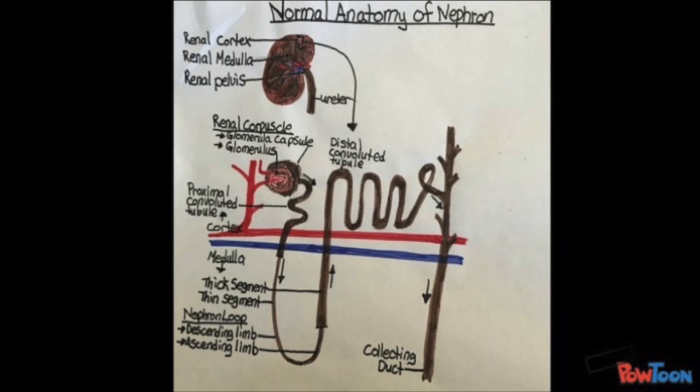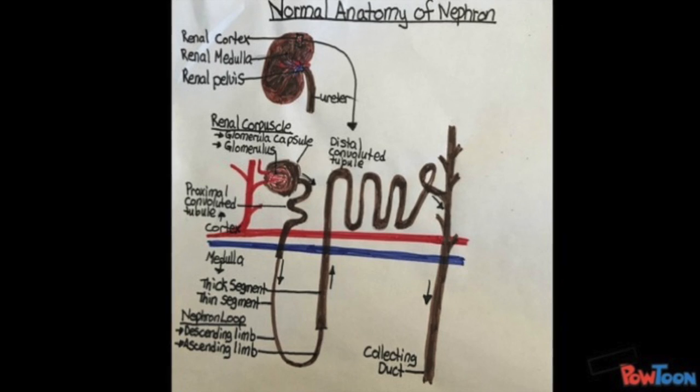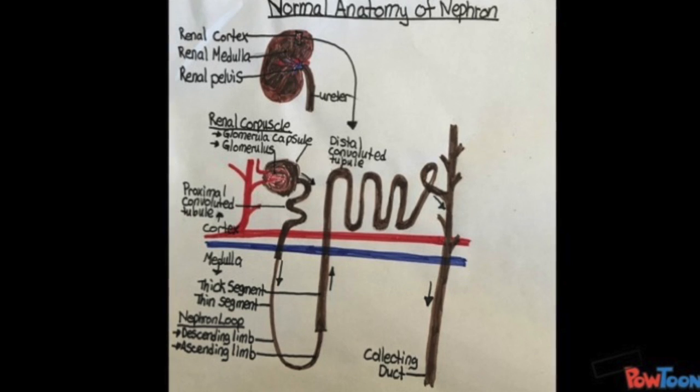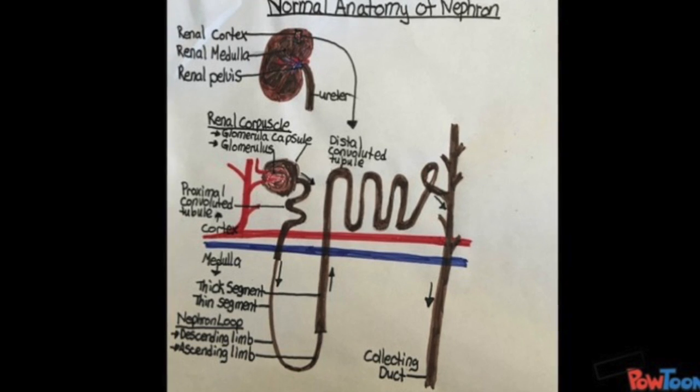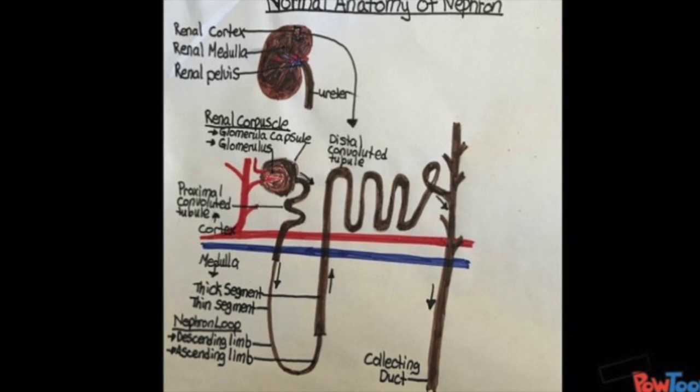The normal anatomy of the nephron. The nephrons are the structural and functional units of the kidney. There are over 1 million nephrons in each kidney. The nephron carries out the processes that form the urine. There are also thousands of collecting ducts that collect fluid from the nephron and transport it to the renal pelvis.